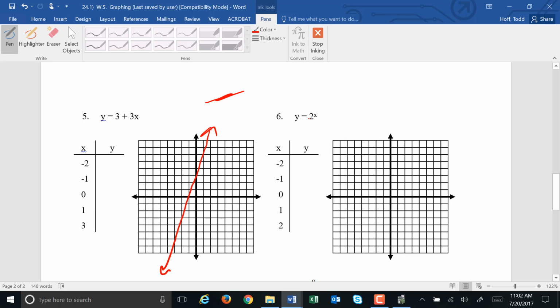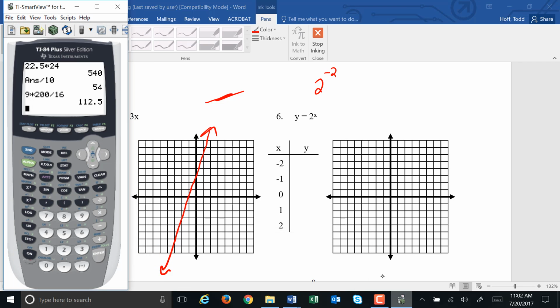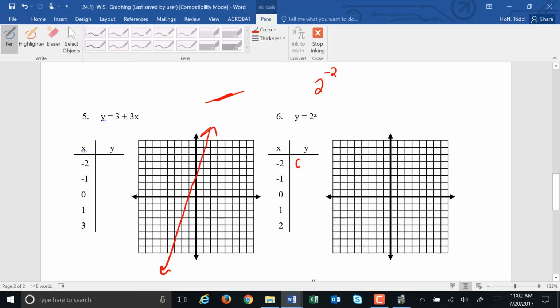So anyway, this other one over here is y equals 2 to the power of x. If x is -2, if you put it in your calculator, 2 to the power of -2, it will give you an answer. It's 0.25. So -2, 0.25 is my point, somewhere in there. 2 to the power of -1, if you punch it in, is going to be 0.5. So -1, 0.5 is right there.